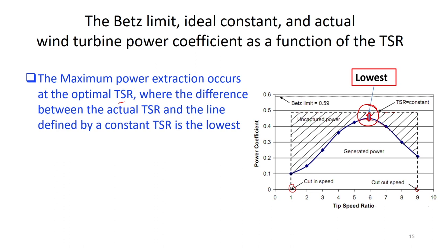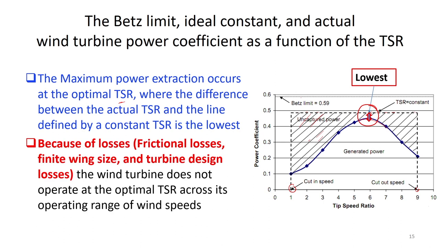So this is the dotted line, and this is the actual power coefficient curve. This is the lowest, where we can have maximum power extraction. And these are the uncaptured wind. Even though we have potential, we cannot capture this energy of the wind here and this other part. So again, why can you not capture all the energy? There are other issues as well, like different losses, frictional losses, finite wing size, and turbine design losses. The wind turbine does not operate at the optimal TSR across each operating range of wind speed because of these losses. So we need to pay attention to all those parameters while designing a wind turbine.